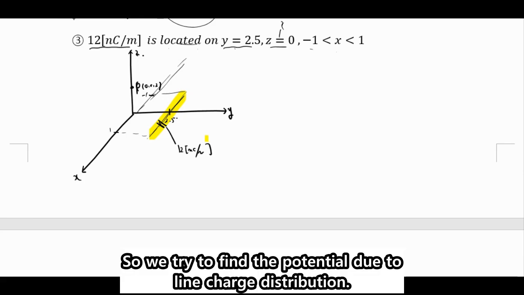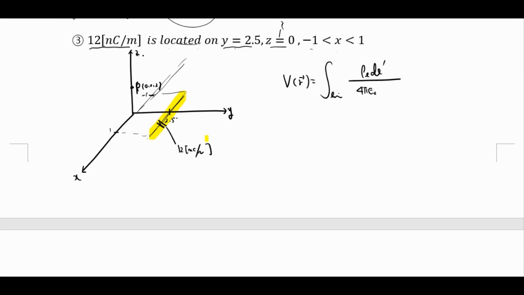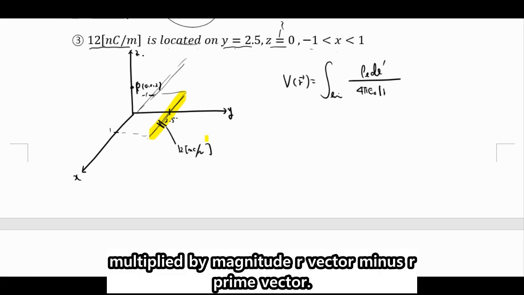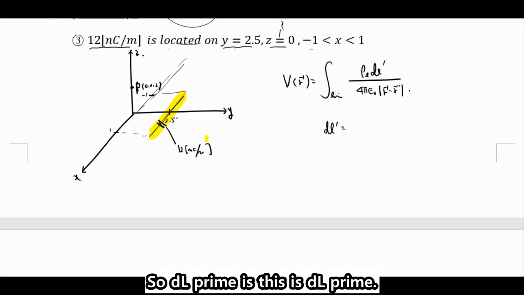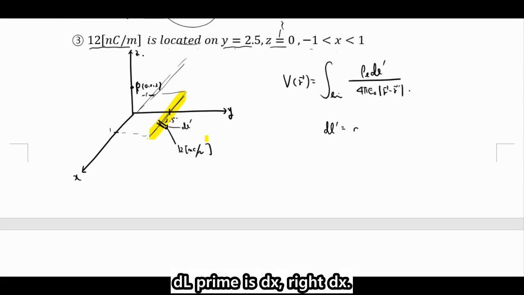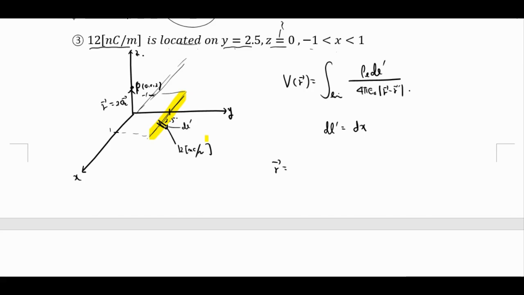So we try to find the potential due to a line charge distribution. The potential is the line integral of rho L dl prime over 4 pi epsilon 0 multiplied by the magnitude of r vector minus r prime vector. So dl prime is dx, right? And r vector is this vector, 2 az vector. R vector is the position vector of the field, this 2 az vector.